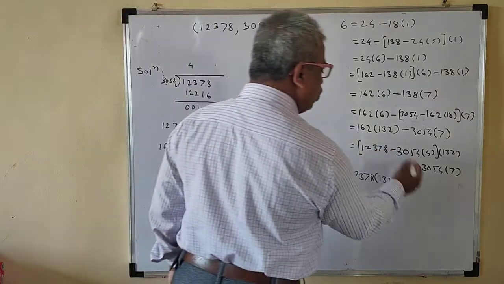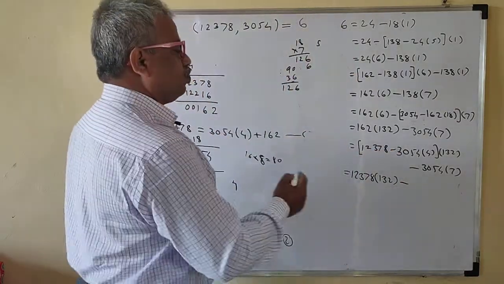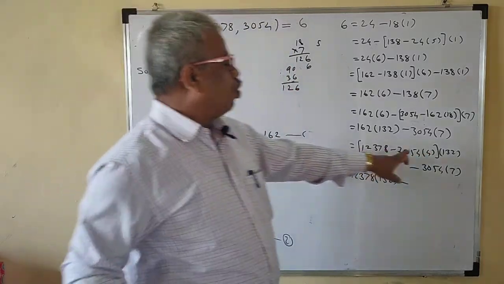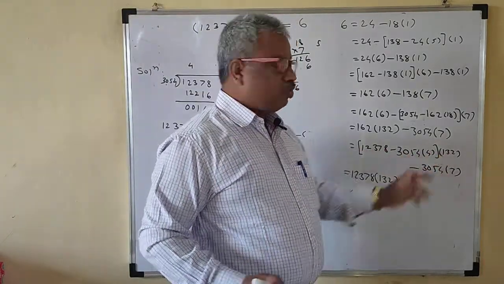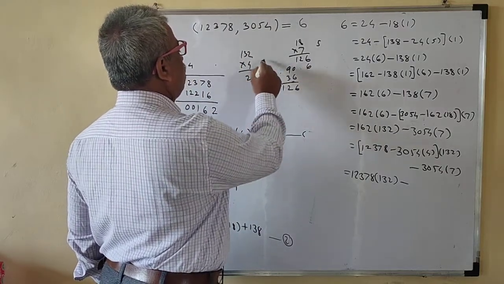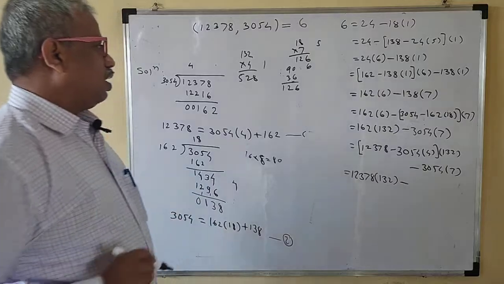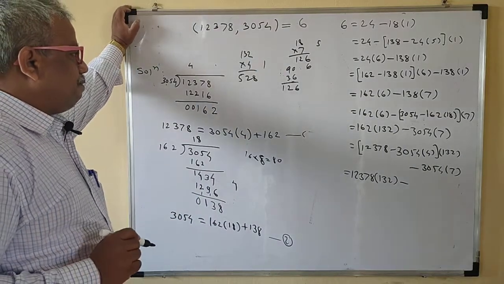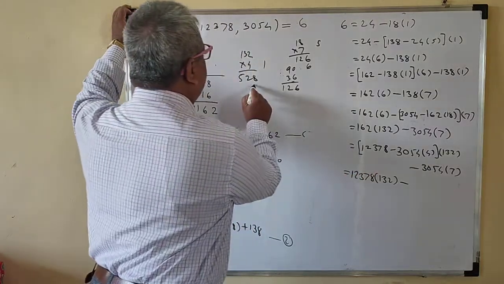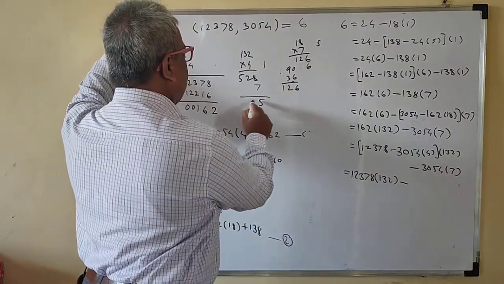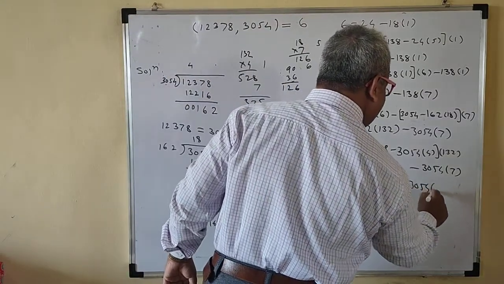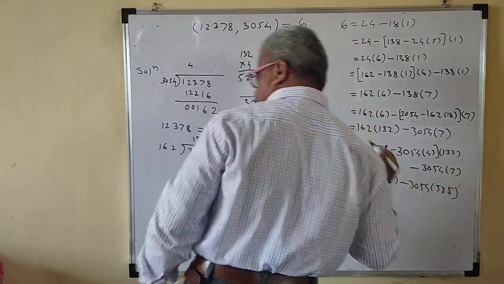Then both are minus. So what is this? There are 3054. How many? These are the 4. You have to multiply by 132. So 132 into 4 you have to do. So this is 12, so this is 5. Right? This is 528, and 528 plus 7 is 535. So this is 3054, 535.